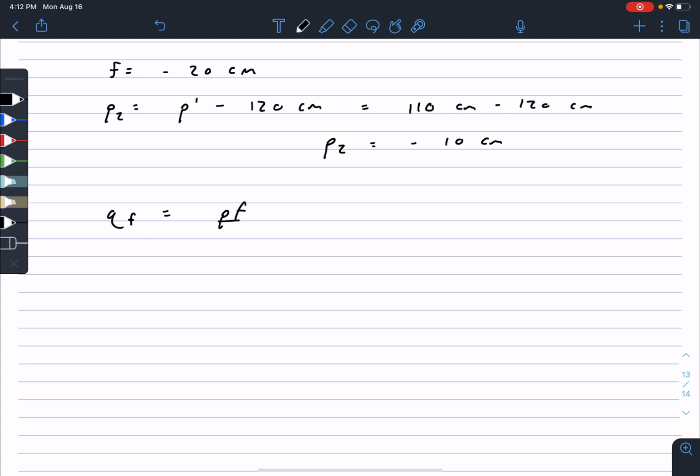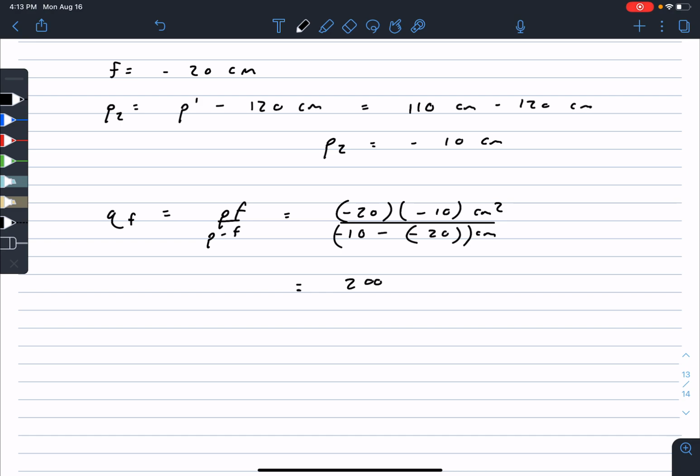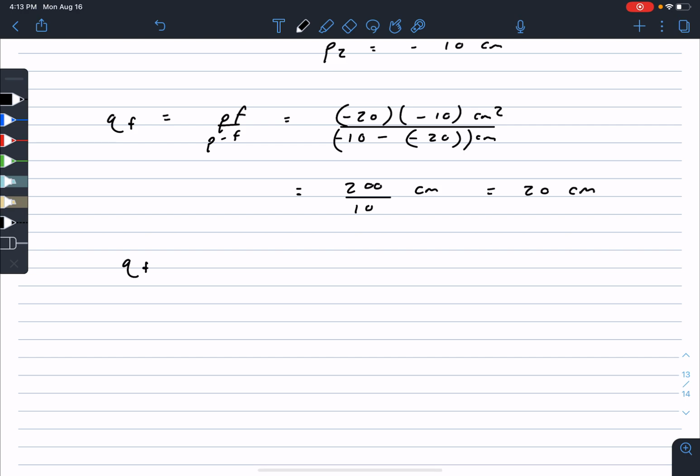Okay? Recall Q equals PF over P minus F: negative 20 times negative 10 centimeters squared over negative 10 minus negative 20 centimeters. Just double check my work here. So this becomes positive and this becomes positive, so we have 200 centimeters, 200 over 10 centimeters. Right, so that's 20 centimeters. So the image distance is 20 centimeters, and it's positive. So Q final is greater than 0, which tells us that it's behind the lens, and it's a real image, right?